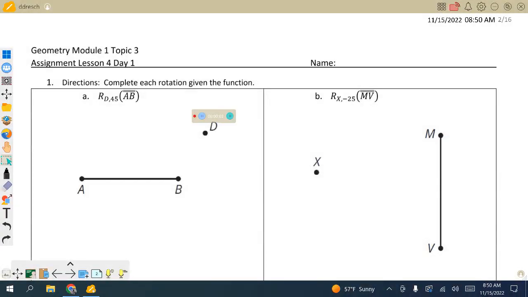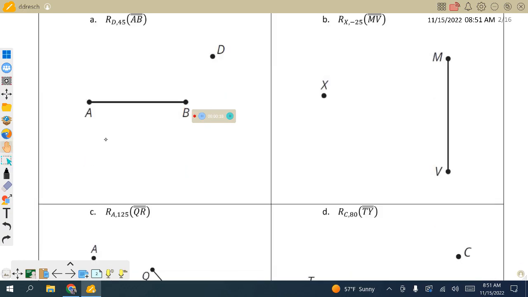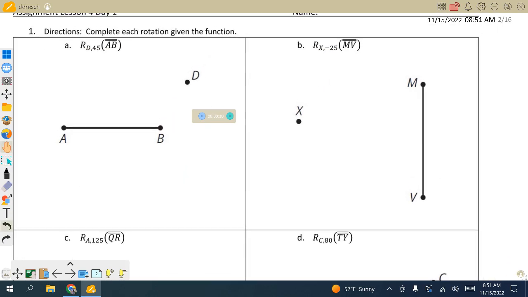I said, like on these right here, all I'm looking for is a general idea of knowing first off which way to turn, clockwise or counterclockwise. And then just making sure you can kind of get an idea of which way is 25, negative 25 from there. So like on letter B, as we said, first off, when we rotate that about point X, when it's negative 25, one more time, what are we doing? Clockwise or counterclockwise? Okay, negative 25 is going clockwise.